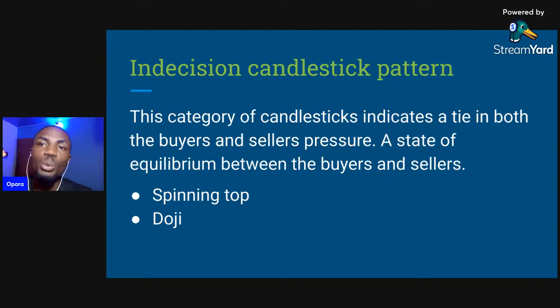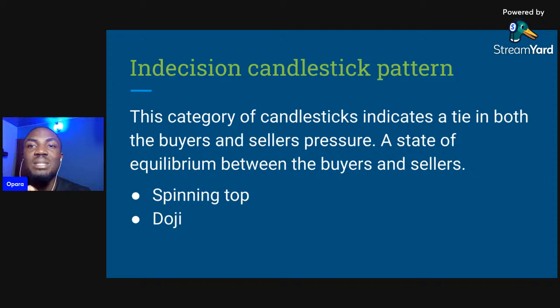All right, so we have the indecision candlesticks. This category of candlestick indicates a tie in buyers' and sellers' pressure, a state of equilibrium between sellers and buyers. Sometimes we say the market is like a tug of war. Let me give an illustration. Imagine you are doing a tug of war in your secondary school, and you and your team are pulling, and both teams have equal power. Nobody's willing to let go. That particular moment can also be represented on the chart, where neither the buyers nor the sellers are in control. They all have equal power.